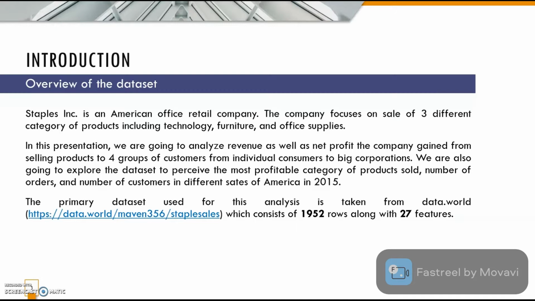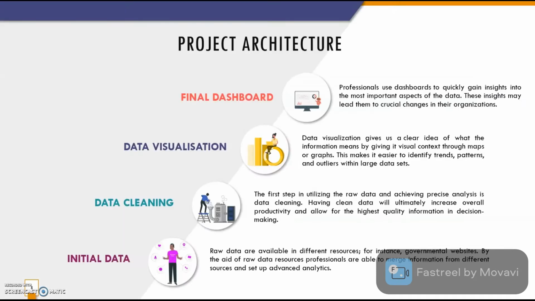We are also going to explore the data set to perceive the most profitable category of products sold, number of orders, and number of customers in different states of America in the year 2015. The primary data set used for this analysis is taken from data.world using the following link, which consists of 1952 rows along with 27 columns. The project architecture of our project would be figuring out the initial data, cleaning the collected data, and then the data visualization and final dashboard.